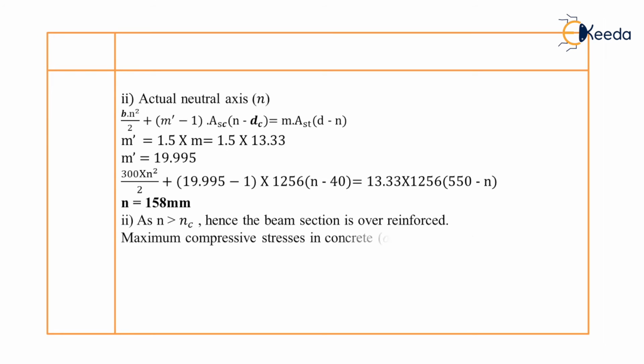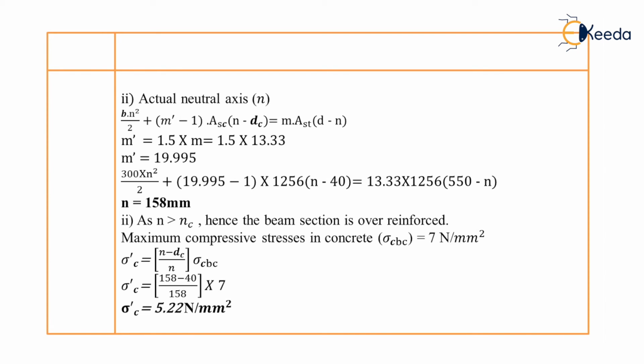For an over reinforced section, the maximum compressive stress in concrete is sigma CBC, which we have already taken from table number 21 of IS 456, and which is equal to 7 Newton per mm square. Now we will find sigma dash C, which is equal to N minus DC upon N into sigma CBC. N value is 158, DC is 40, into sigma CBC is 7. After calculating, we will get sigma dash C is equal to 5.22 Newton per mm square.